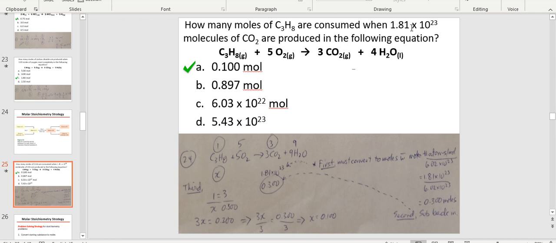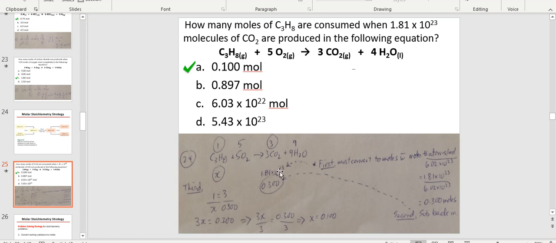1.81 times 10 to the 23 molecules of CO2. Wait a second. 1.81 times 10 to the 23 molecules? Well, this is in moles. I'm asking for it in moles. This one here is in molecules. It's not going to wash. You have to change this to moles.